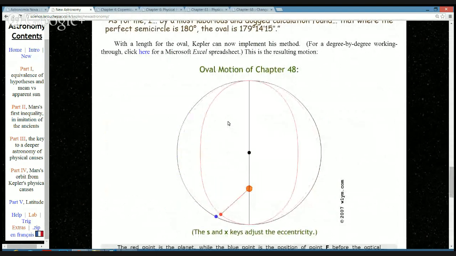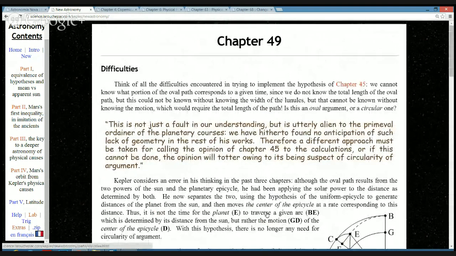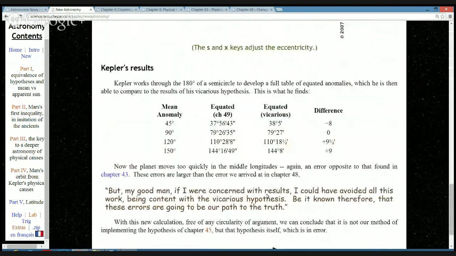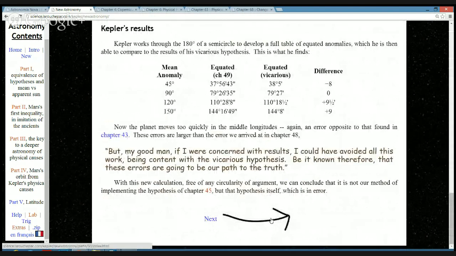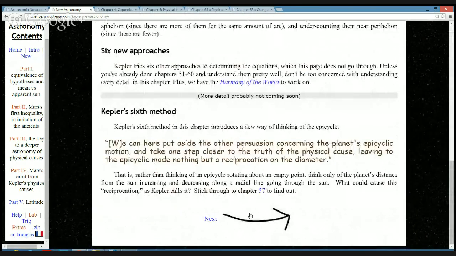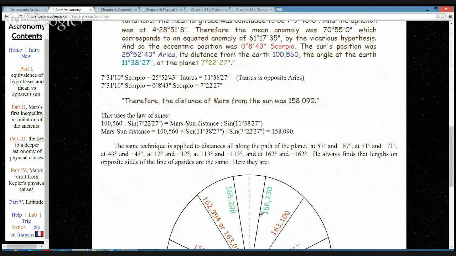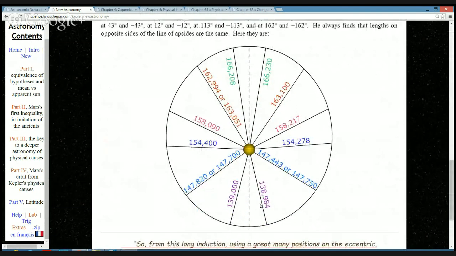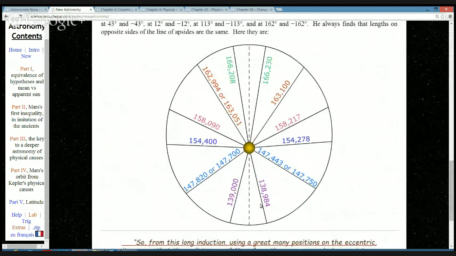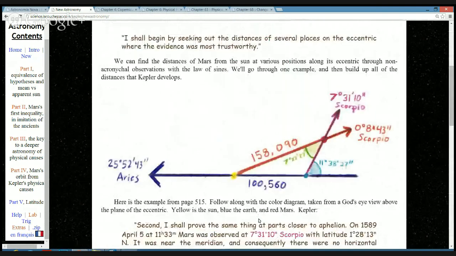So that other one looked like an egg. This looks more like a, whatever that is. He even tries an ellipse in chapter 47. Doesn't work. In other words, he's trying to implement this power of the sun. Anyway, so then finally, here we go, chapter 51. He builds up. Oh, he's got such a good quote. Let me see if I got the quote. It's a really great quote.